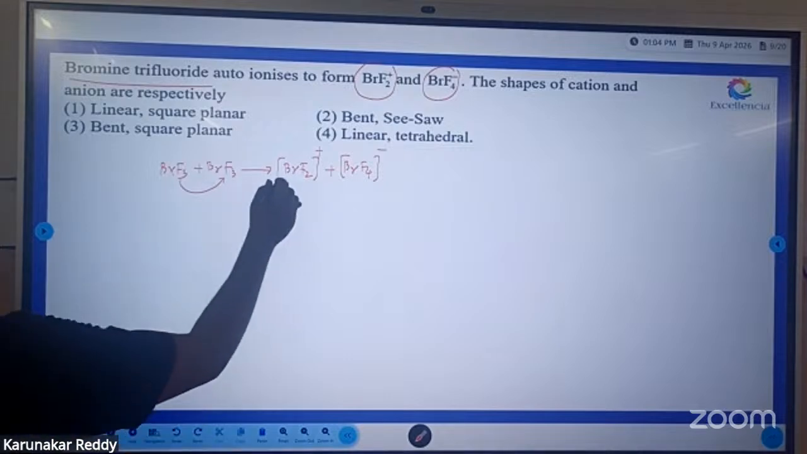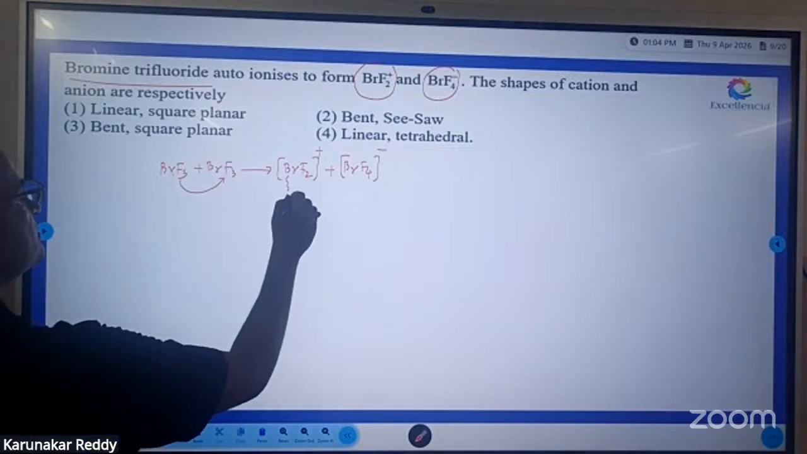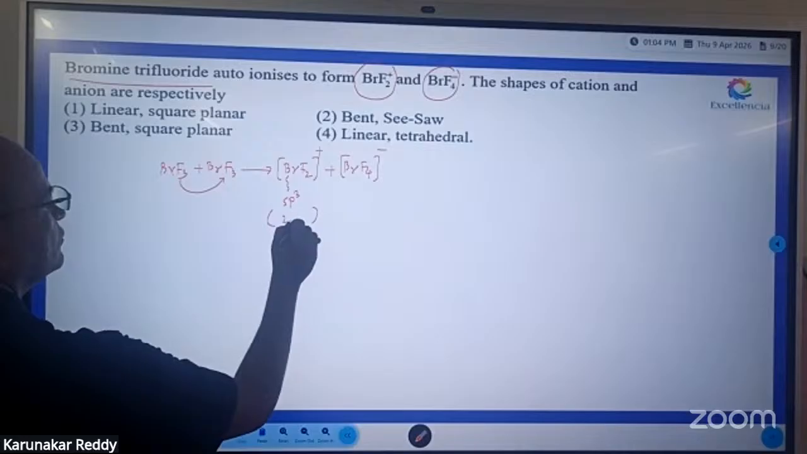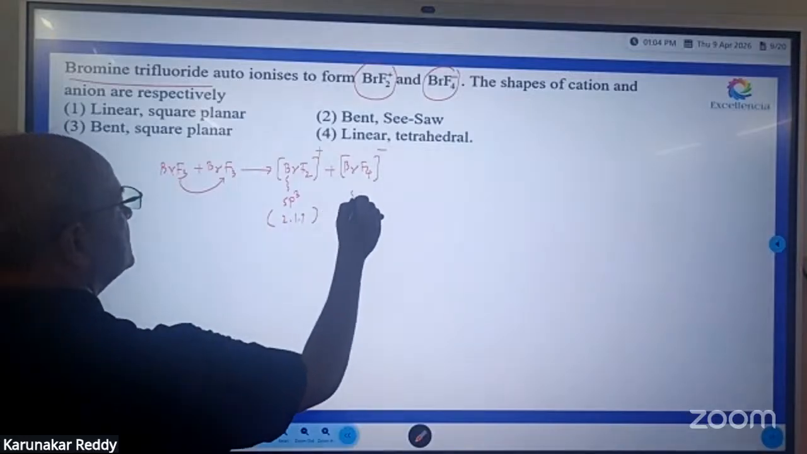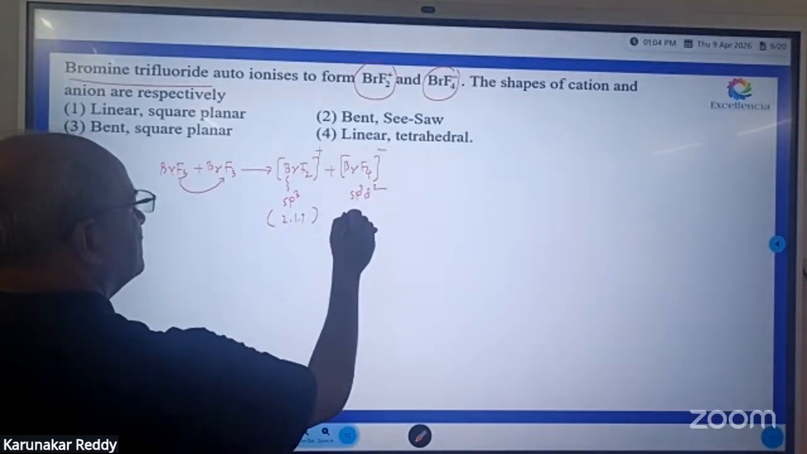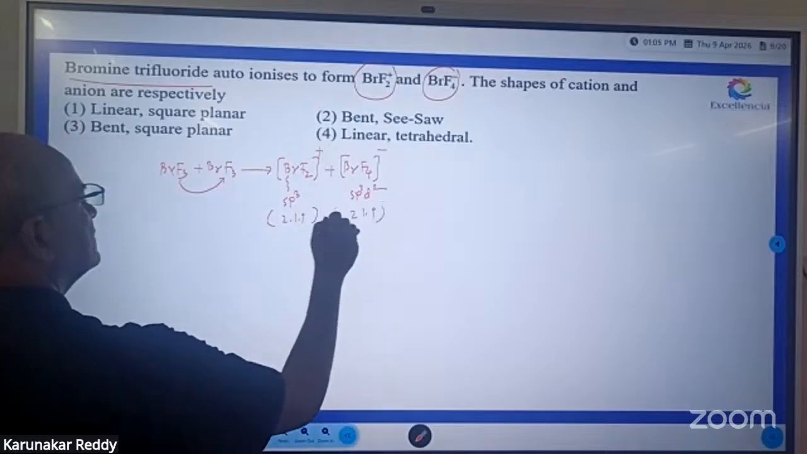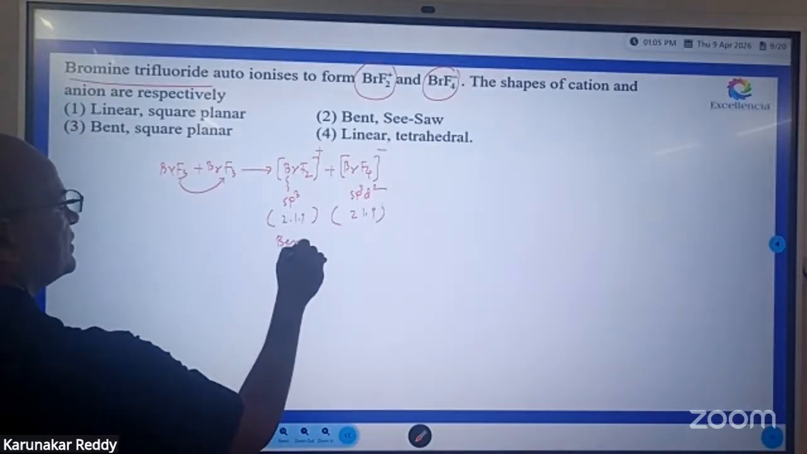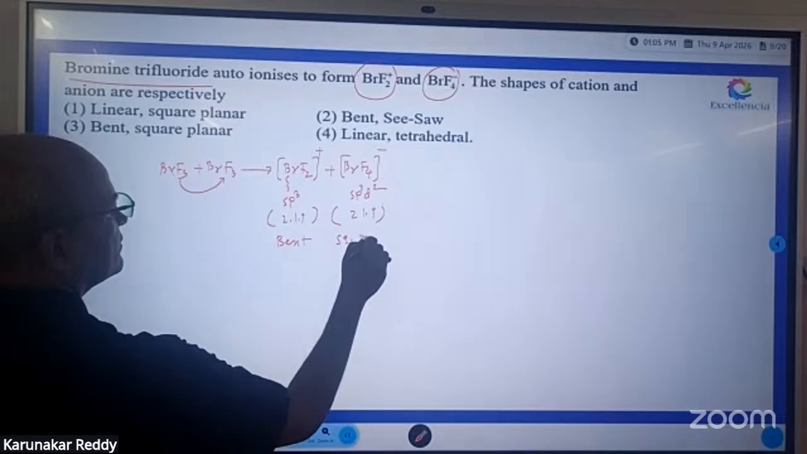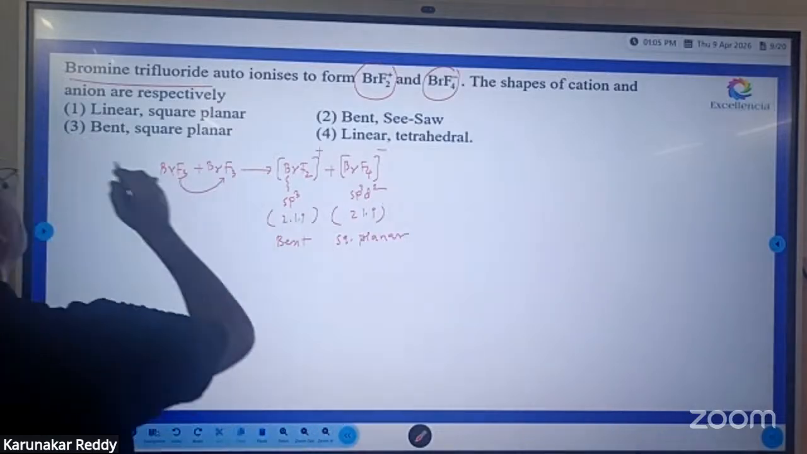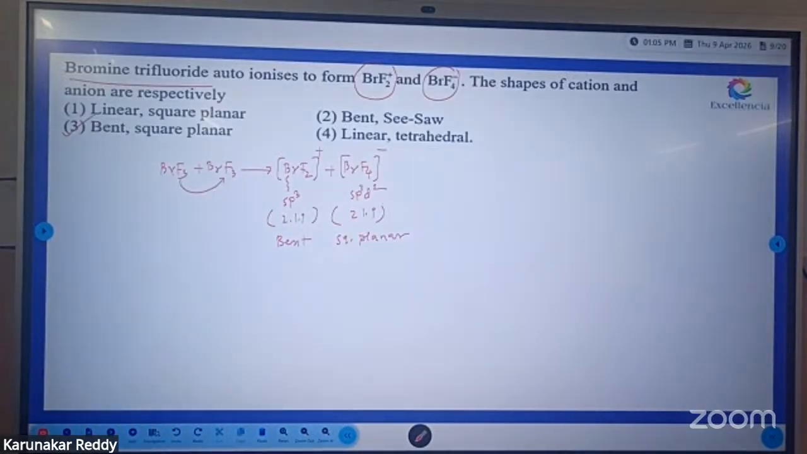Now the hybridization state of this one is sp3 and it has two lone pairs. And here it is sp3d2, so it also has two lone pairs. Then this one gets a bent shape, and this one is square planar. Now, so answer 3 would be the correct one.